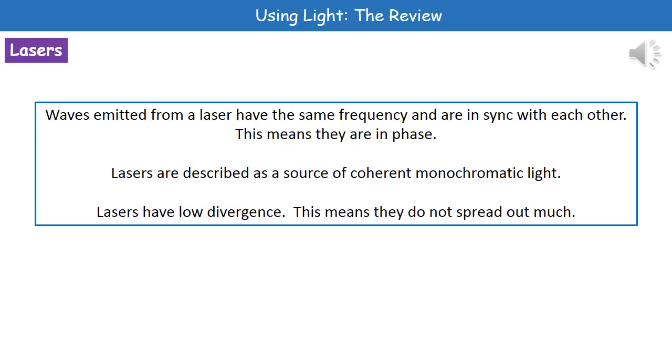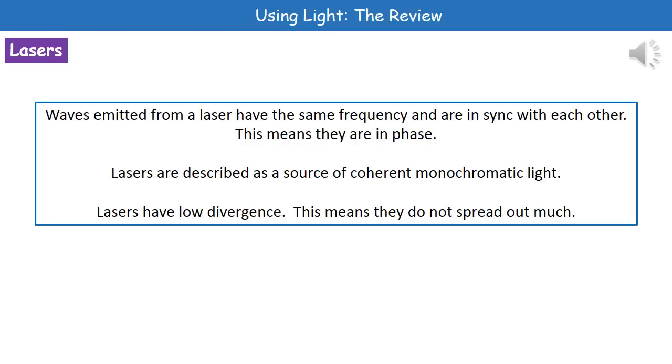So if we think about the properties of lasers in more detail then, the waves that are emitted from a laser have the same frequency and they're what's known as in sync with each other. So this is what we call being in phase. So we can actually describe our laser as being a source of coherent monochromatic light. They're coherent because all of those waves are the same frequency and in sync with each other, and they're monochromatic because they're single coloured. So we've also got this other property where the lasers have what's called a low divergence.